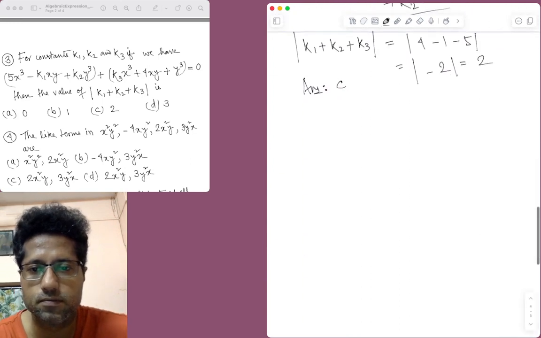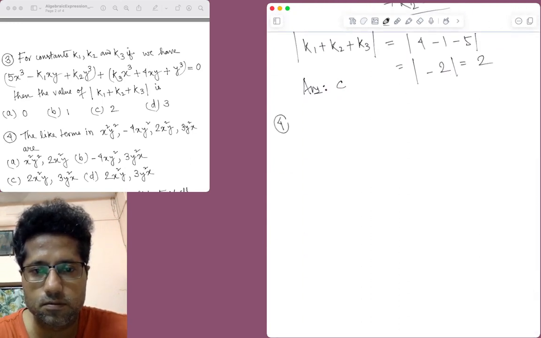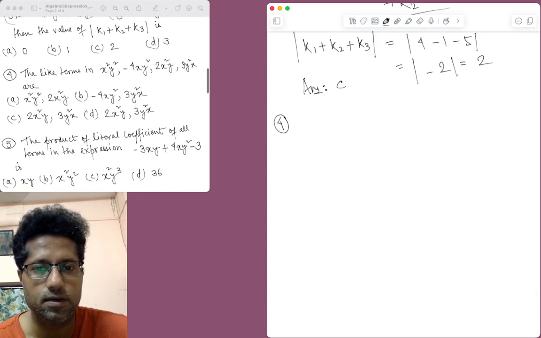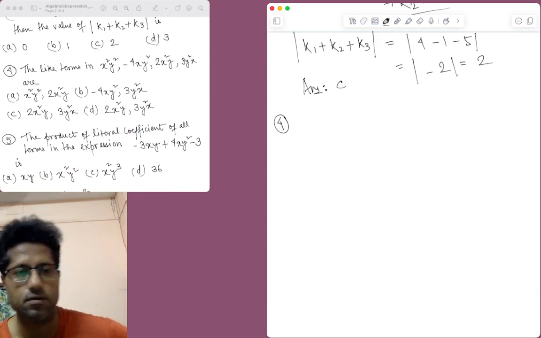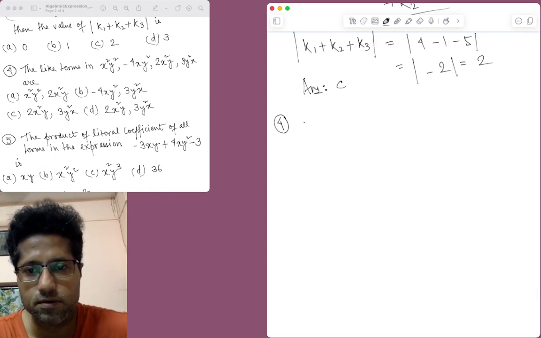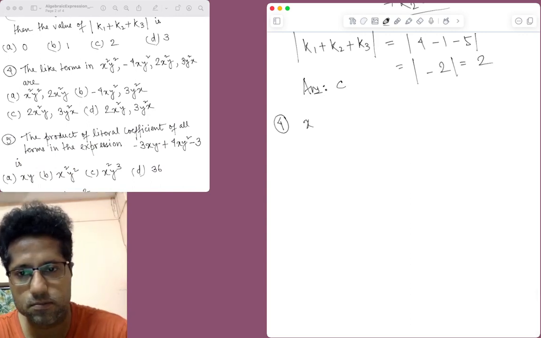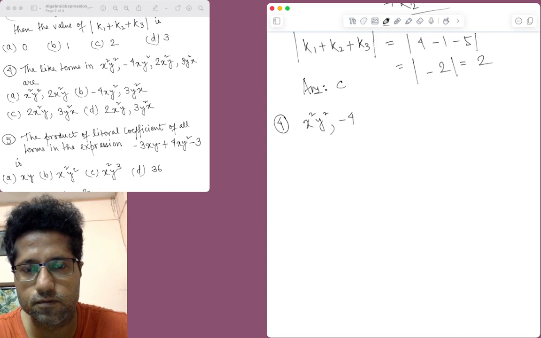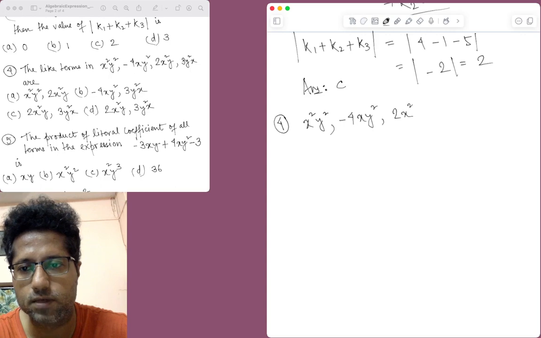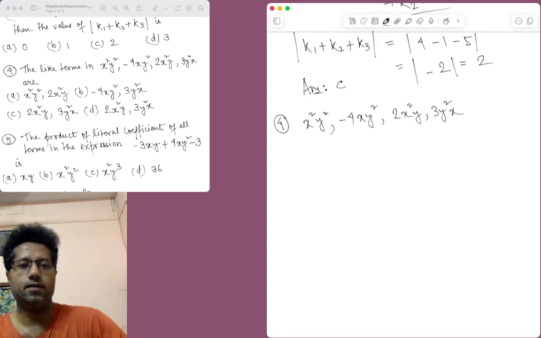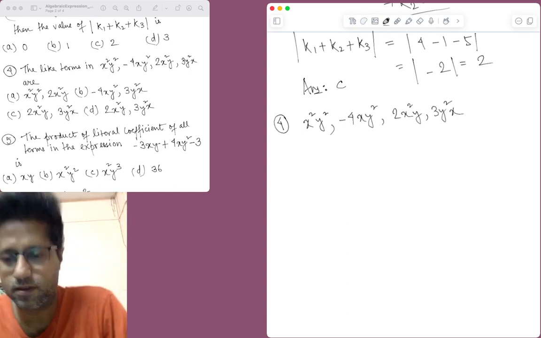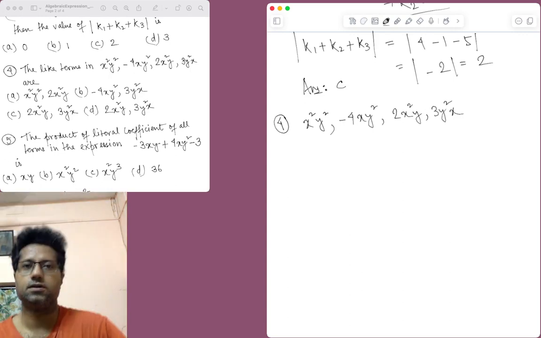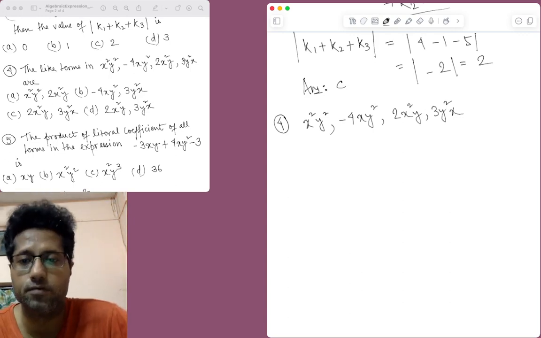Okay, let's see question number 4. Question number 4 says the like terms in the given terms are x square, minus 4 xy square, 2x square y and 3 y square x. Now when are two terms said to be like? When the literal coefficient is the same. Two terms are said to be like terms if they have the same literal coefficient.